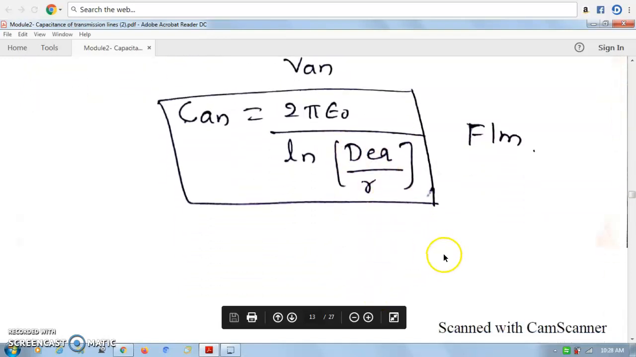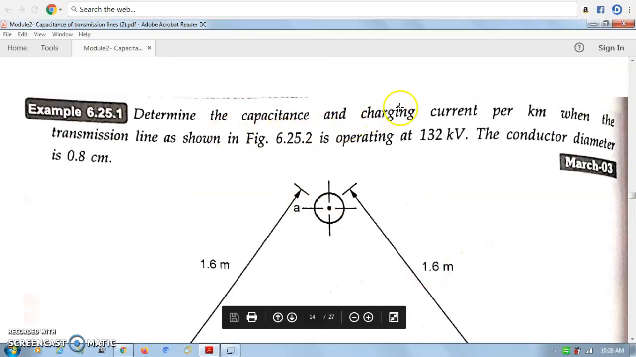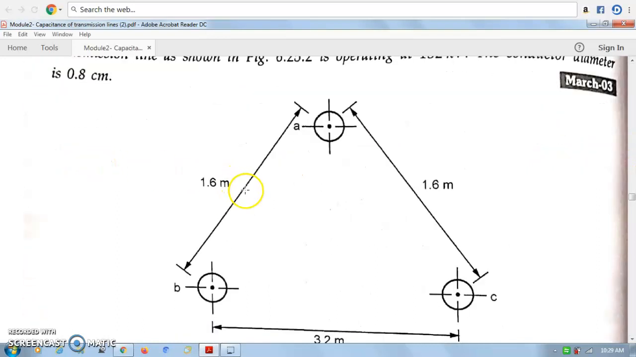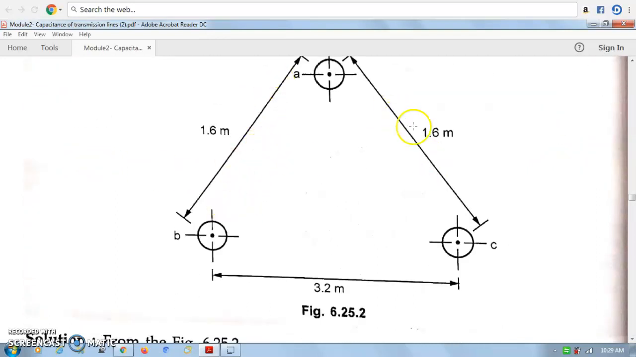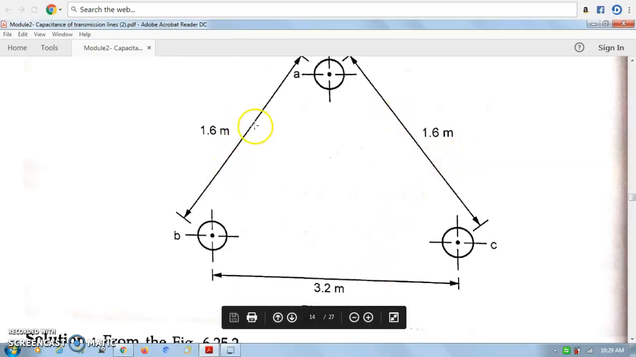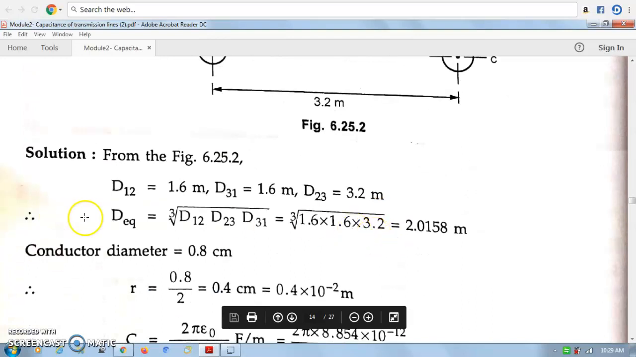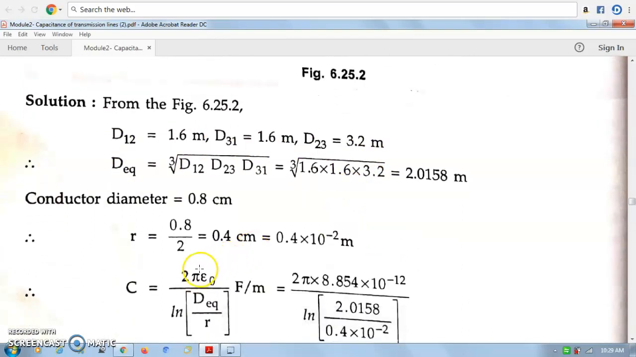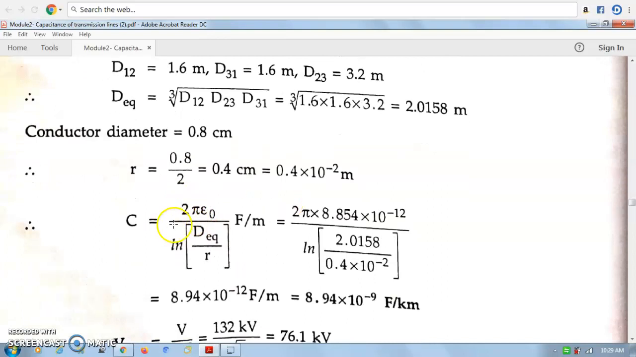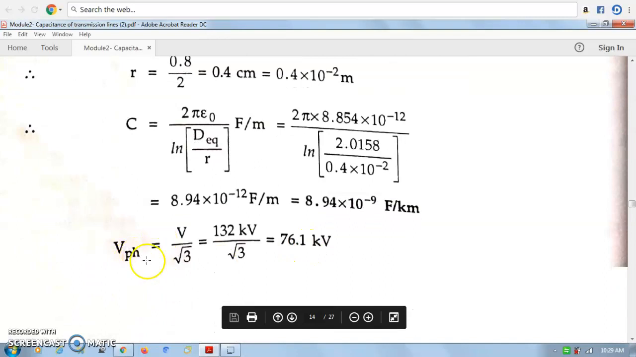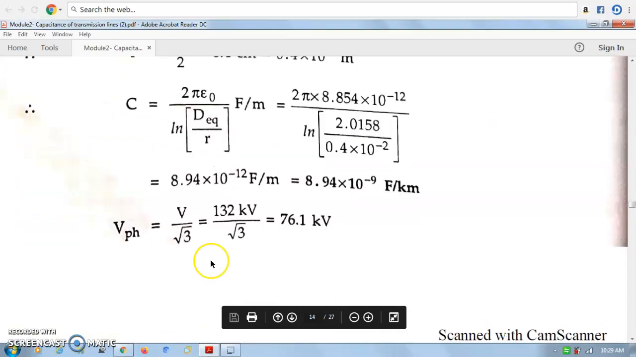Okay. Let's see the problem. Determine capacitance and charging current IC for a transmission line. They have given operating at 132 kV, the line voltage. The conductor diameter D is 0.8 cm. They have given distances D1 to 2, 2 to 3, 3 to 1. Find the equivalent: cube root of those, you will get the equivalent. The diameter they have given, take it from that, find the radius. Write the capacitance formula, substitute here. You will write the capacitance. The line voltage is given, find the phase voltage.